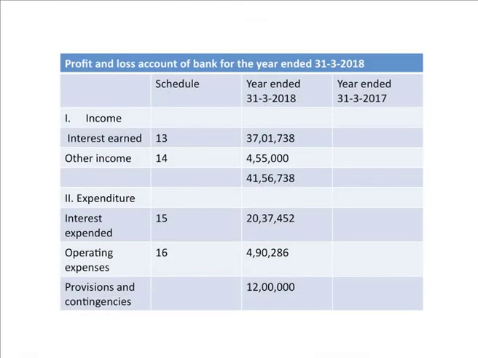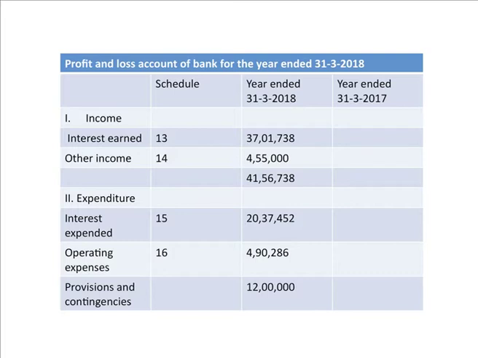So, here is a P&L account of the bank, and we will use this format where first we will show particulars, where income and expenditure and relevant schedules will be given. In the second column, schedules will be there. In the third column, year ended details as on 31st March 2018 will be given. Since we do not have previous year's figures, we will not insert anything in the fourth column.